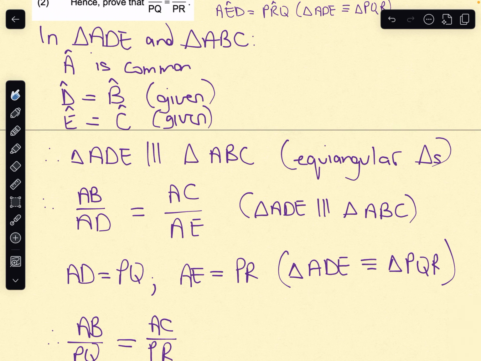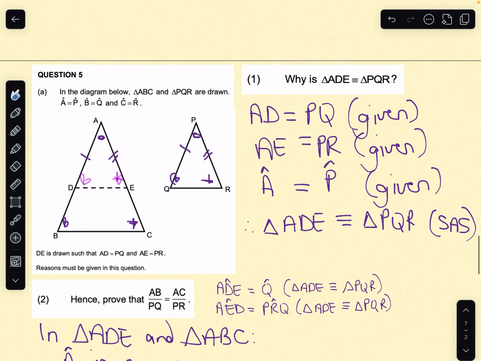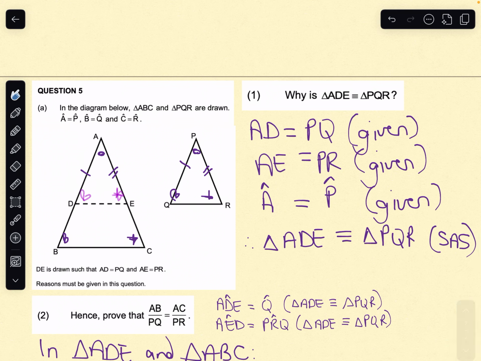So let's have a look at how the memo's gone about it. So for the first question, all they've said is SAS. That's all they wanted. So this little spiel of given wasn't even the point.